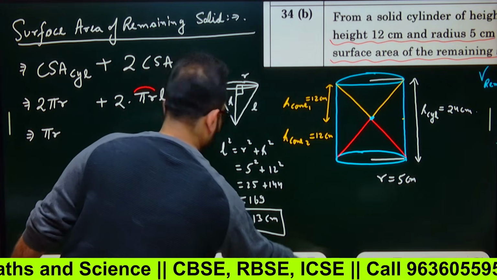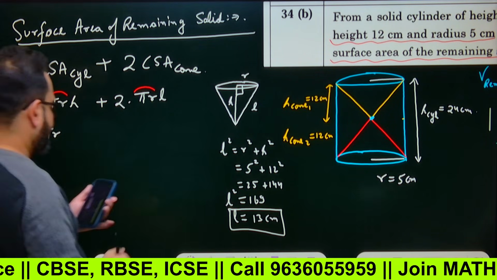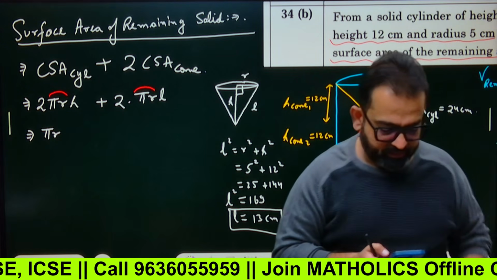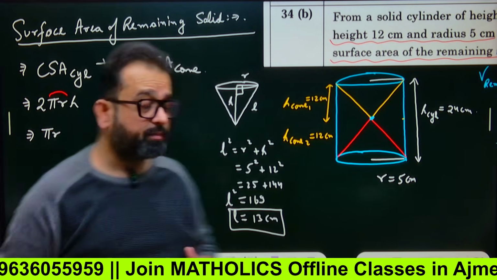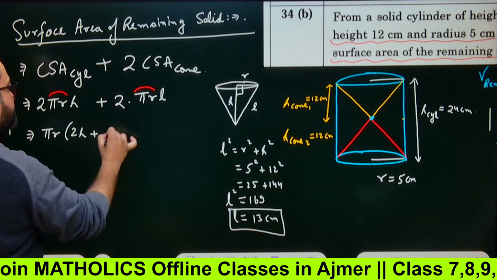So can we take this pi r common? Tell me. Yes or no? Yes, sir. We can take this pi r common, and what will be left? Just see what will be left. If pi r is common, it will be 2h plus 2l.